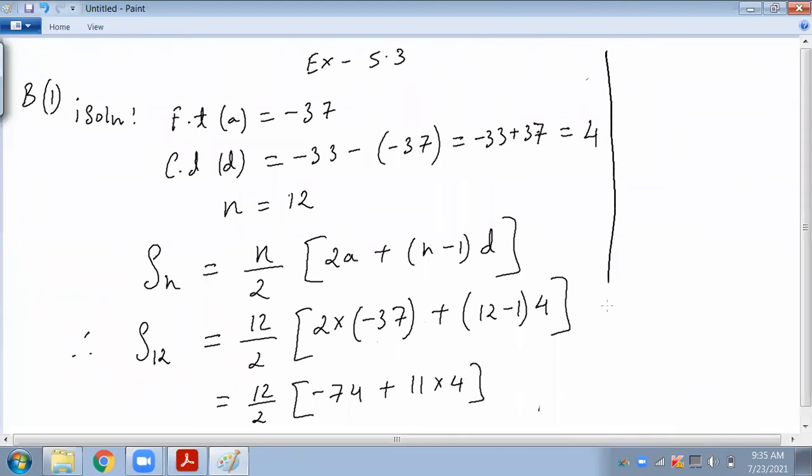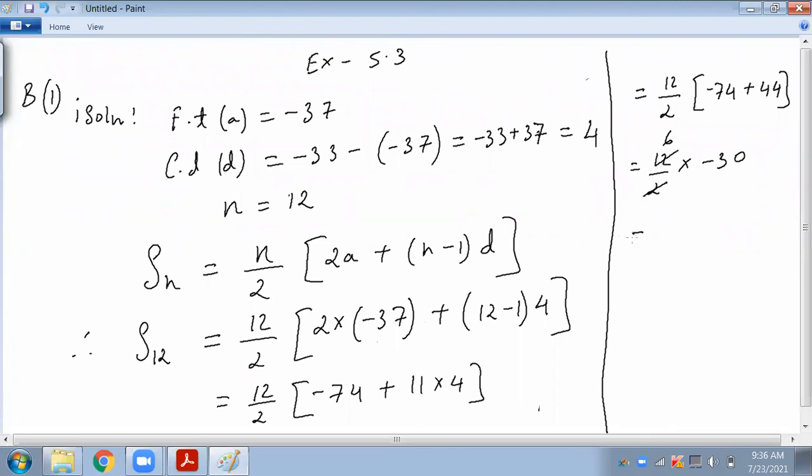Okay, the remaining I'm writing this part. So it'll be 12 by 2, and in the bracket what we'll get? Minus 74. If you multiply, we'll get 44. So 12 by 2. Now if you subtract them, one is plus, one is minus, so we're going to subtract. So if you subtract, what you're going to get? Minus 30. Now we can just cut it off, and on multiplying we're getting what? Minus 180.